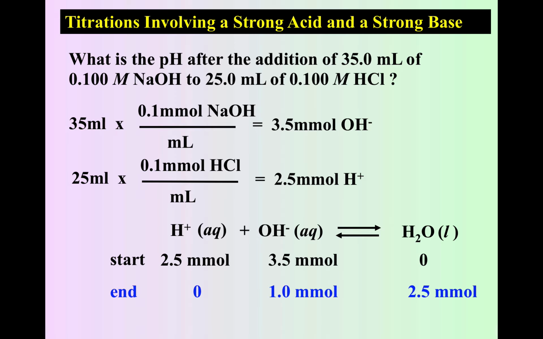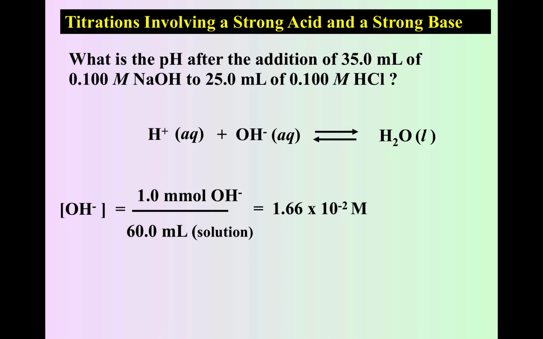So that's the main thing in the beaker affecting the pH, all that hydroxide that's left over. So divide that by the total volume, right? 35 milliliters plus 25 milliliters is 60 milliliters. Divide into my millimoles of hydroxide and get the concentration of the hydroxide. So to get the pH at this point, you take the negative log and get the pOH. Subtract from 14 to get the pH.